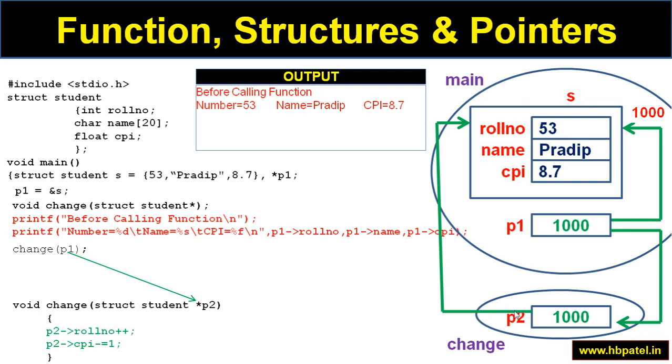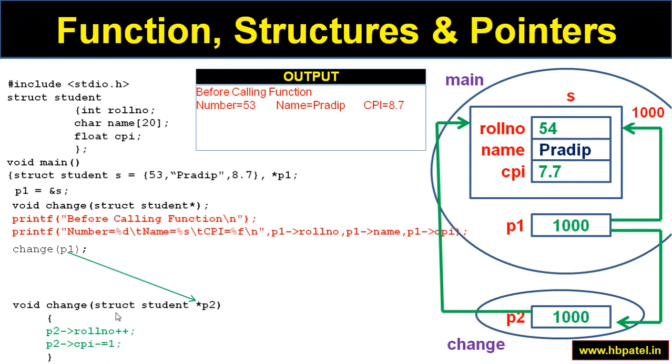So if I write P2 arrow roll number, it would be 53. If I write P2 arrow name, it would be Pradeep. If I write P2 arrow CPI, it would be 8.7. So what I am doing is P2 arrow roll number plus plus. What is P2 arrow roll number? 53. So plus plus means 54. So look here, now it will be 54. And then P2 arrow CPI: earlier it was 8.7, now if I do minus 1, it will be 7.7.